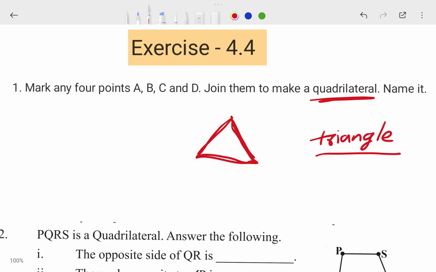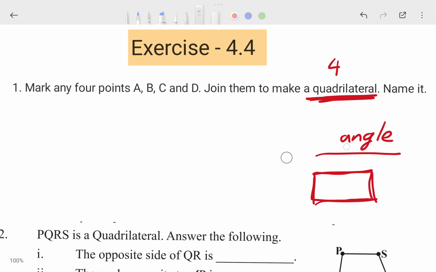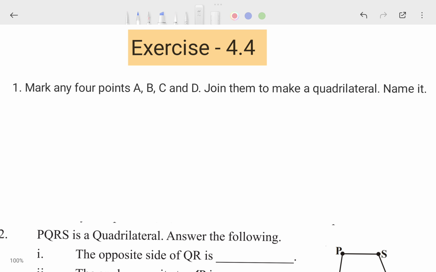So what is a quadrilateral? Quadrilateral means the same, only with four line segments. Triangle means 3, but quadrilateral means 4 line segments. This is one line segment, this is another line segment, this is another. Whenever 4 line segments join each other, they form a quadrilateral. That is the quadrilateral. So a quadrilateral is always made with 4 lines only. Remember this.